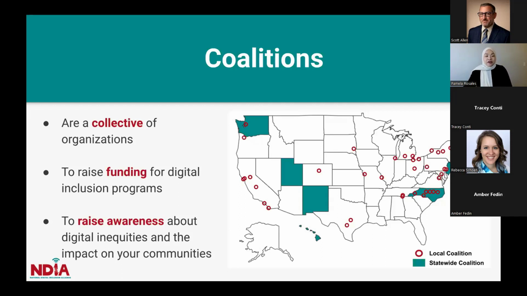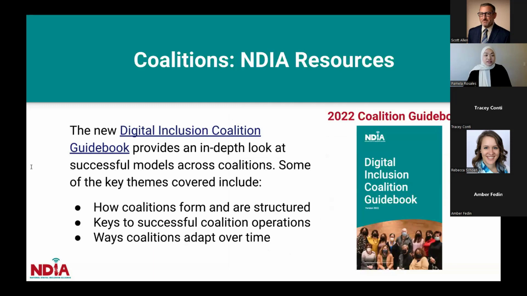So this is a map of the digital inclusion coalitions that have registered themselves through NDIA. The green represents statewide coalitions and the red circles are local coalitions. We're working on creating an interactive map, providing you more detail, but this gives you a basic understanding of the coalitions in your area that you may have access to. An awesome NDIA resource for you here is our coalition guidebook that we recently updated. In it, you have information about how coalitions are formed, their structures, and how coalitions adapt over time.